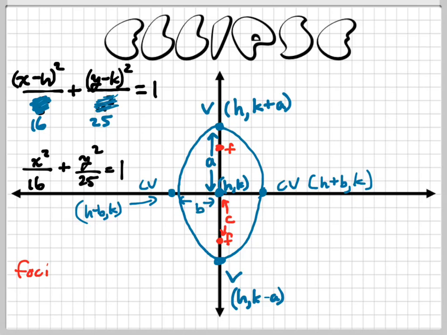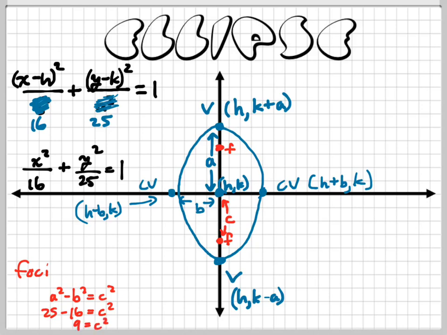And how do you find C? You find C using a squared minus b squared equals c squared. So you take the a squared, which is the 25, and the b squared, subtract it from that, and then find out what c squared is. So let's see what that looks like for this problem. A squared is 25. We're going to subtract 16. That equals c squared. 25 minus 16, is that 9? That's 9. Oh, that's pretty nice.